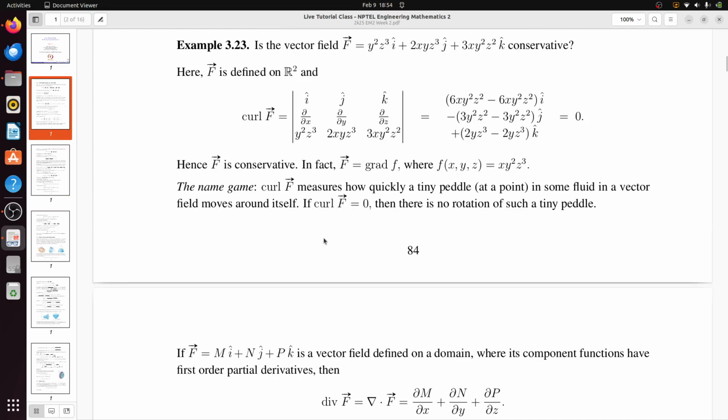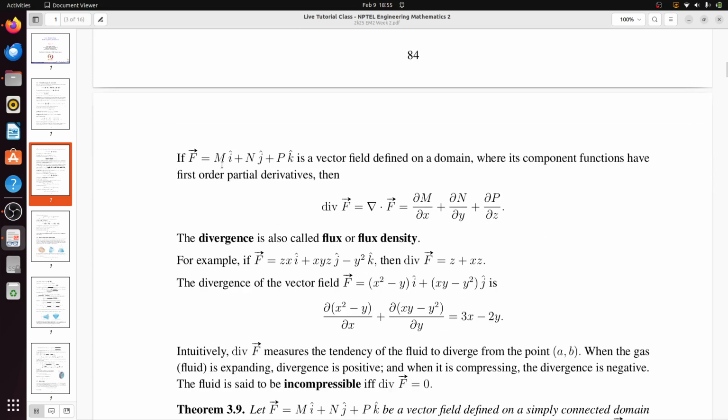So here is the name game. Curl of F measures how quickly a tiny paddle at a point in some fluid in a vector field moves around itself. If curl of F equals 0, then there is no such rotation of such a tiny paddle.